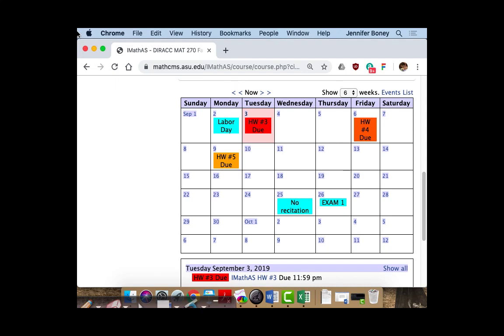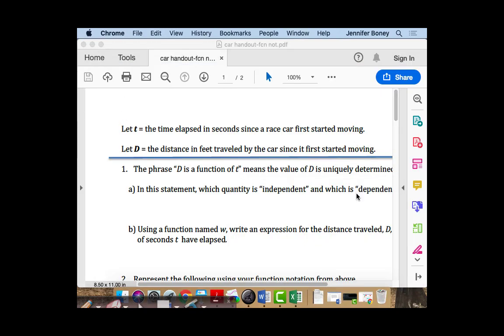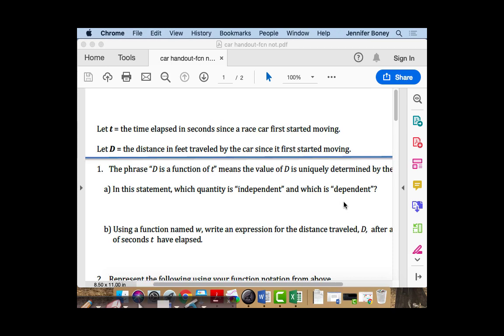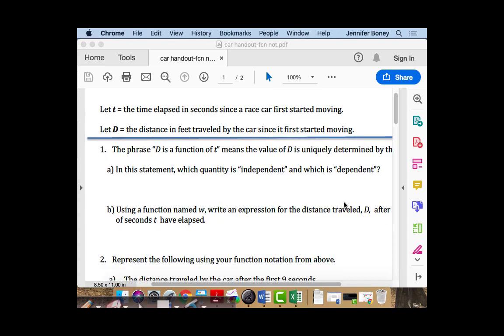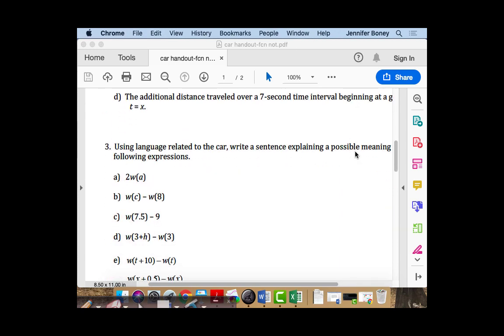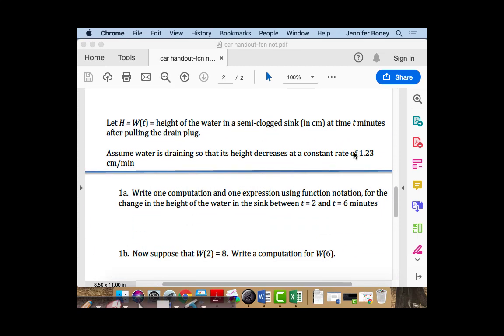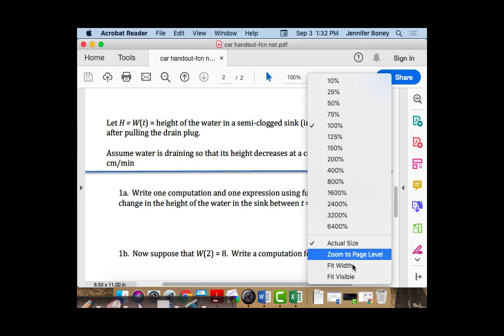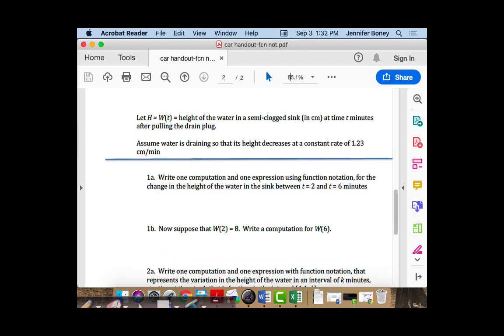Today, I'm not going to talk about calendars right now. I want to continue where we left off. We had a couple of worksheets that I posted a week ago, and we talked about one of them last Thursday. The first half of this one, about the race car and function notation, we talked about last week, Thursday. We got through this end, and I think we started at the very beginning of this. So let me shrink this just a little bit. A little too small. There we go.